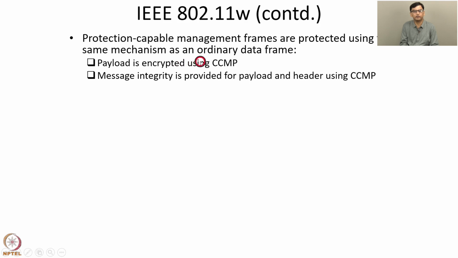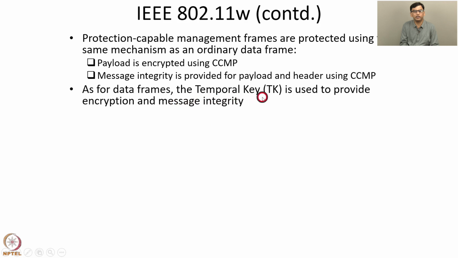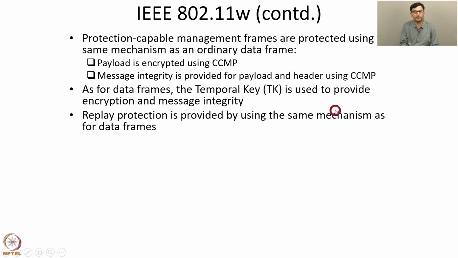So the same procedure is used as in 802.11i, namely CCMP, but it is used for protecting management frames instead of protecting data frames. As for data frames, the temporal key or TK is used to provide encryption and message integrity for management frames. Replay protection is provided by using the same mechanism as for data frames. So if an intruder takes an old frame and replays it, then that can be detected using the mechanism for replay protection that we discussed earlier. So the mechanism used for replay protection in data frames is also used for replay protection of management frames.